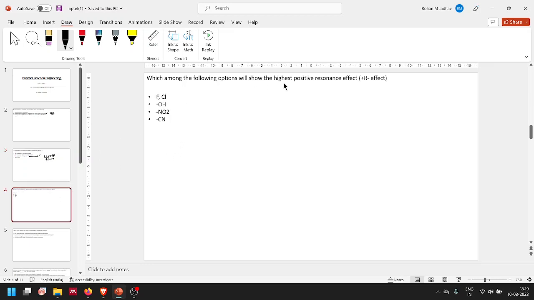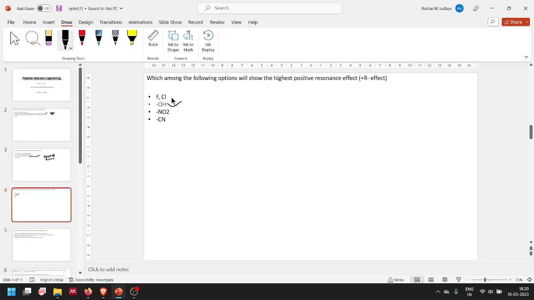Which among the following options will show the highest positive resonance effect? In the plus R effect, that is the resonance effect, electrons transfer from the functional group to the system. The donation of electrons from the functional group to the system is what determines the resonance effect. Among all the species shown here, fluorine, chlorine, OH minus, NO2, and Cl minus, if you have come across the hierarchy of positive resonance functional groups, you see that OH minus has the highest resonance effect.